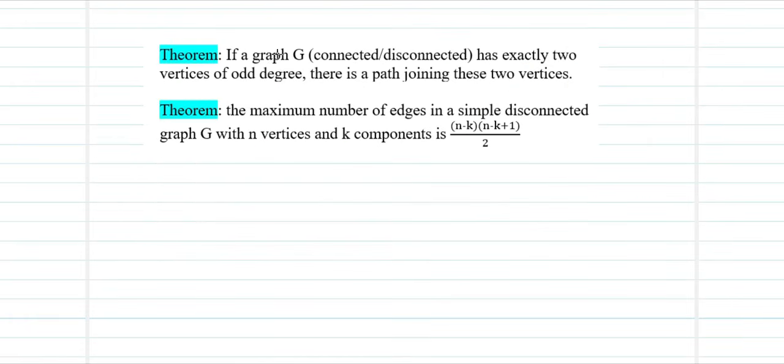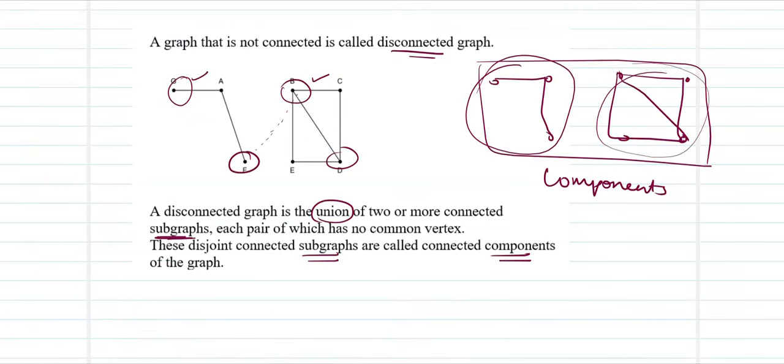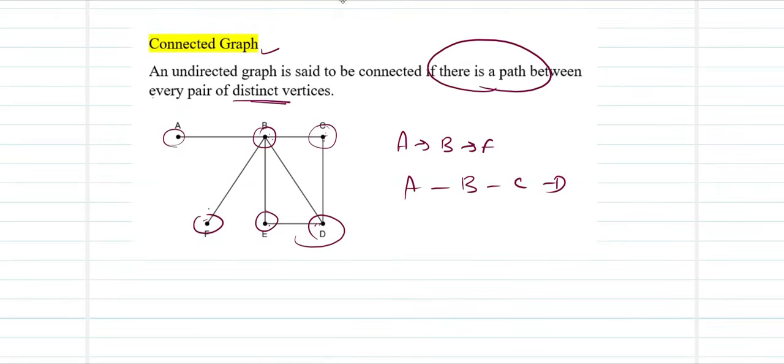Now let us look into two theorems that talk about connectivity and paths. If a graph G, connected or disconnected, has exactly two vertices of odd degree, then there is a path that joins these two vertices. So if you have exactly two vertices of odd degree, then you can find a path between them.